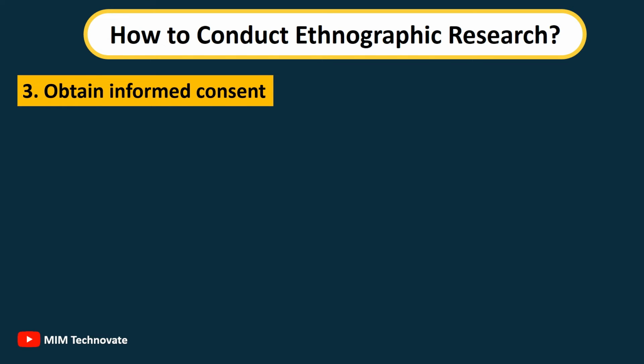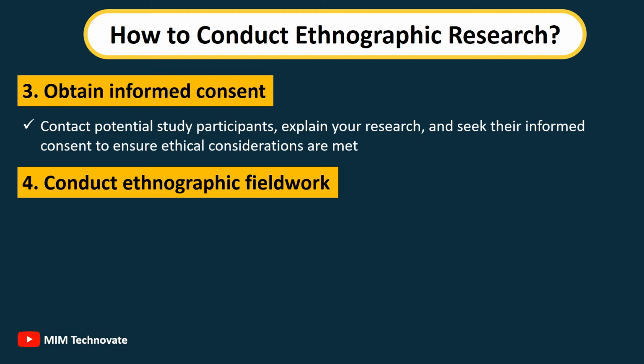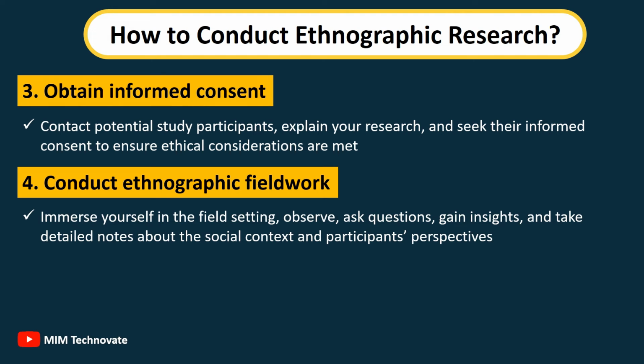Number 3. Obtain informed consent. Contact potential study participants, explain your research, and seek their informed consent to ensure ethical considerations are met. Number 4. Conduct ethnographic fieldwork. Immerse yourself in the field settings, observe, ask questions, gain insights, and take detailed notes about the social context and participants' perspective.